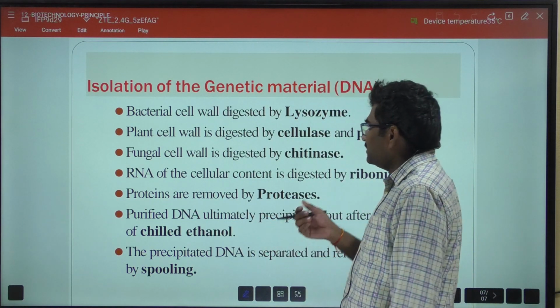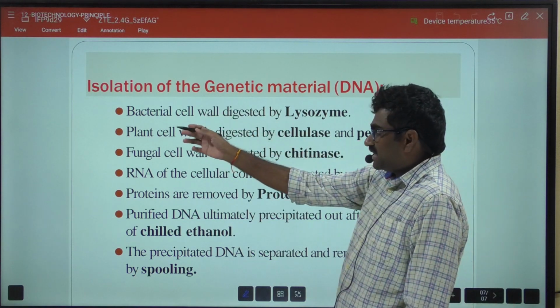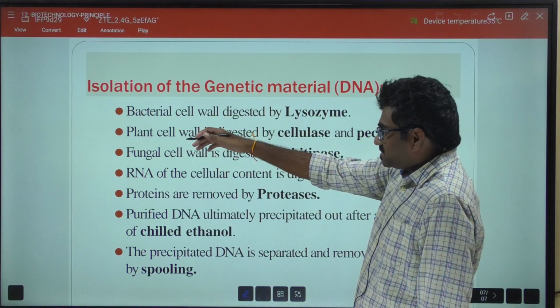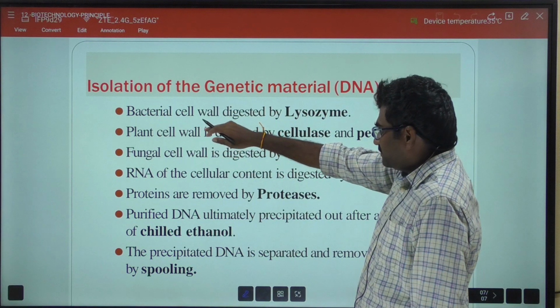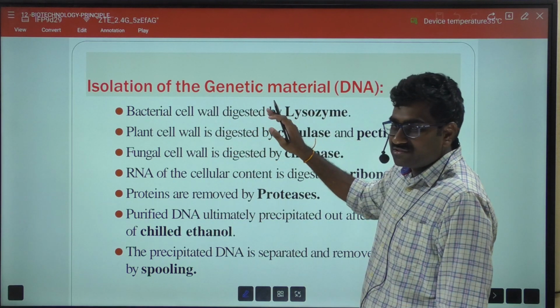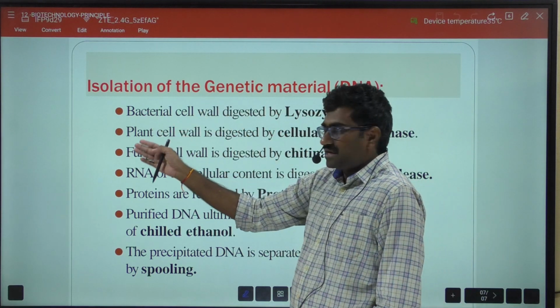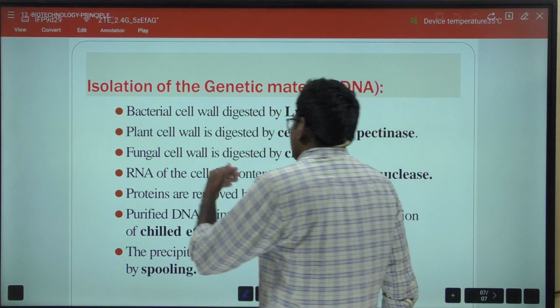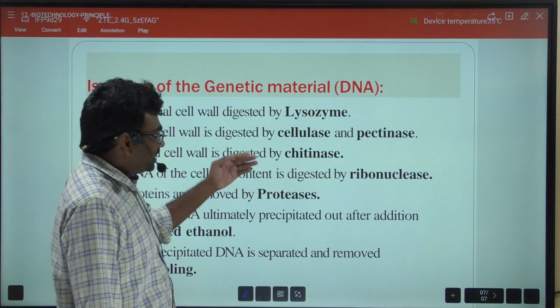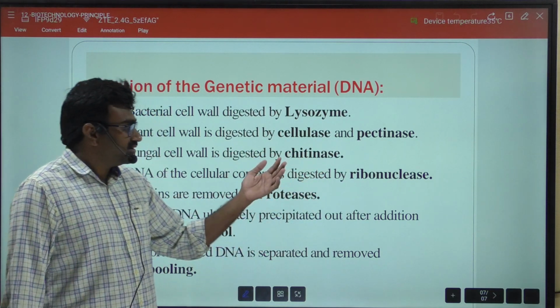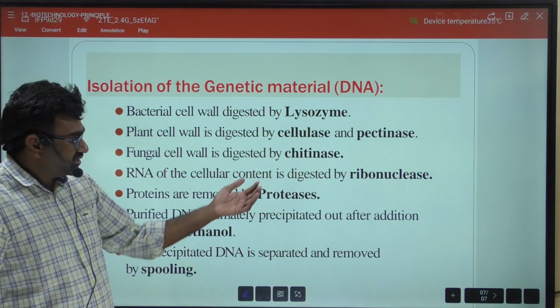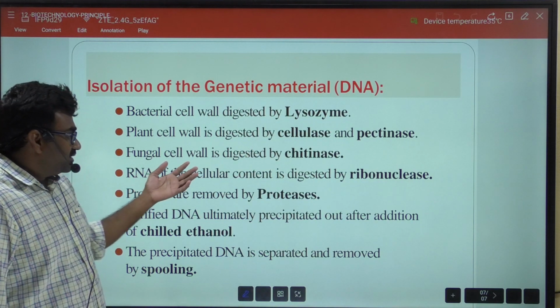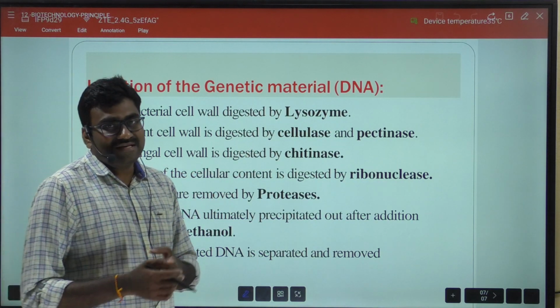dodecyl sulfate or some other detergents, or calcium divalent ions are also used to treat the cell wall to isolate the DNA. So if you take bacteria, in order to extract the bacterial DNA, the cell wall must be digested by the lysozyme enzyme. Like that, if you take a plant cell, cellulase and pectinase can be used, and the fungal cell wall is digested by chitinase, because the component present in fungi is chitin. And in a similar way, the DNA must be in pure form.